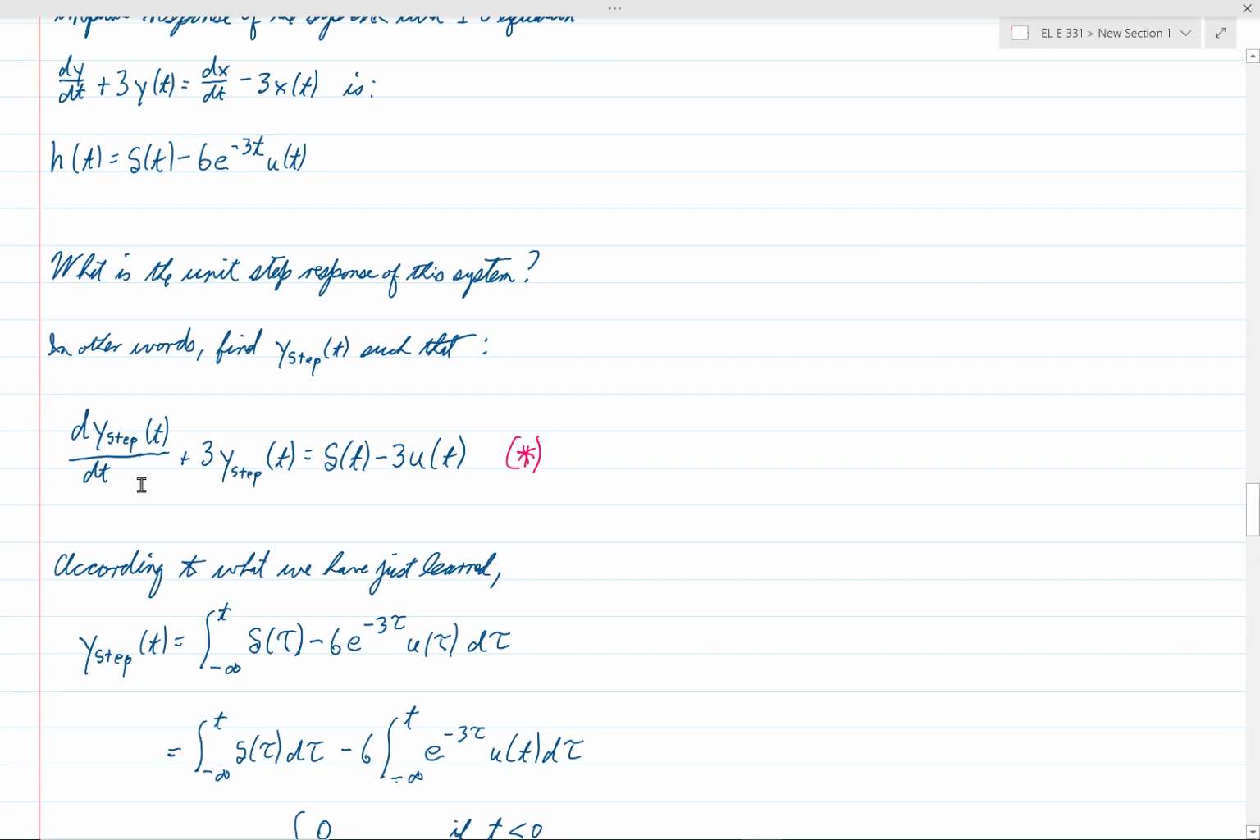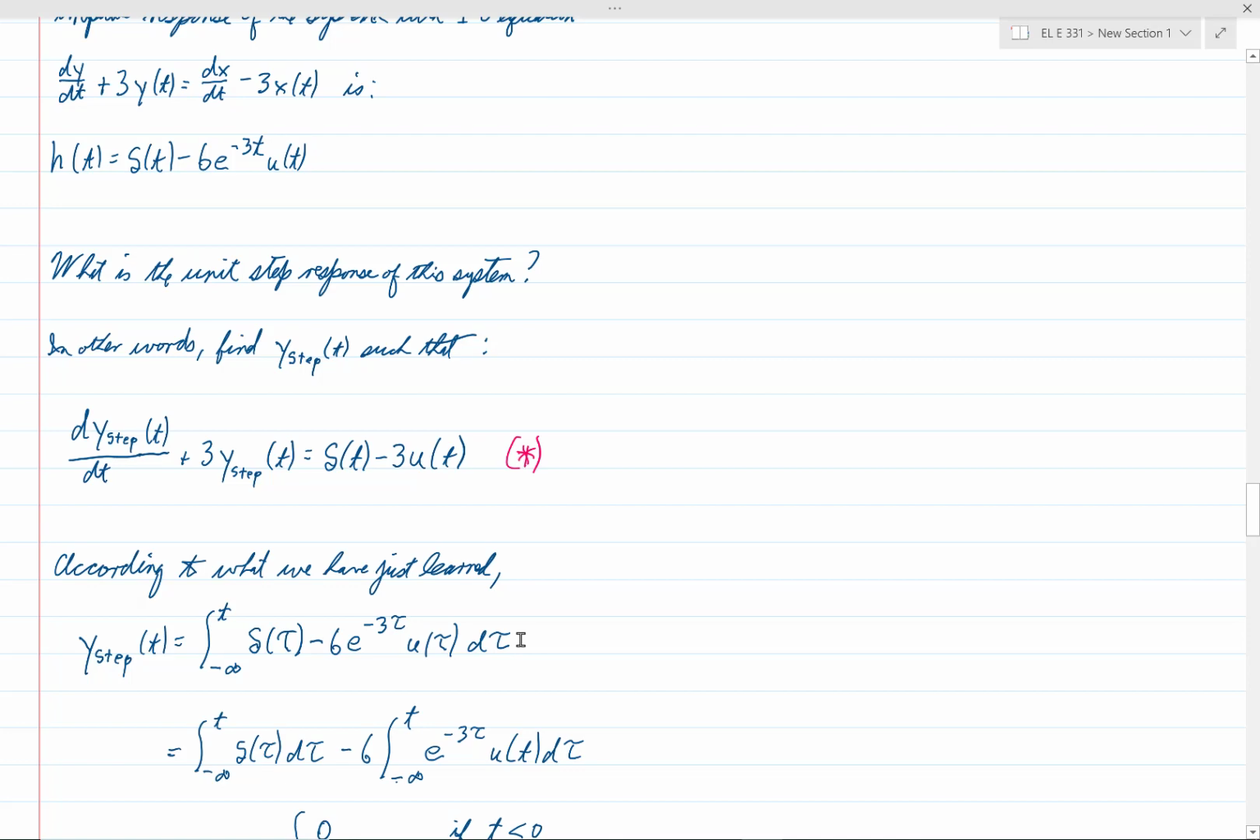So how do we find this? Well, what we do is use the technique we've just learned about. We've already learned from previous work that this is the response to the impulse. So the response to the unit step is just the integral of this. So that's what we have right down here. We say y step of t is the integral from negative infinity to t of this function right here. So we have delta of tau minus 6e to the negative 3 tau u of tau d tau.